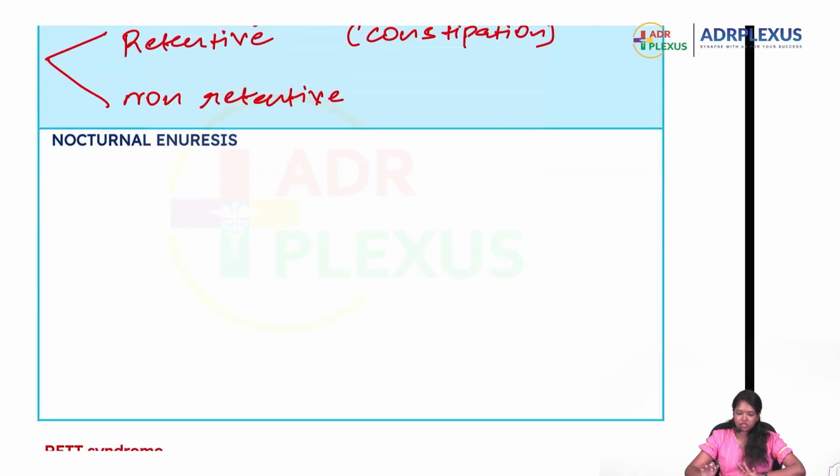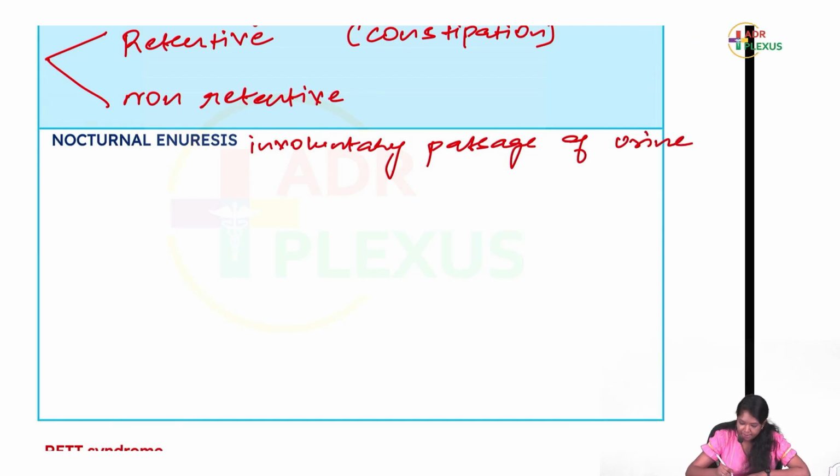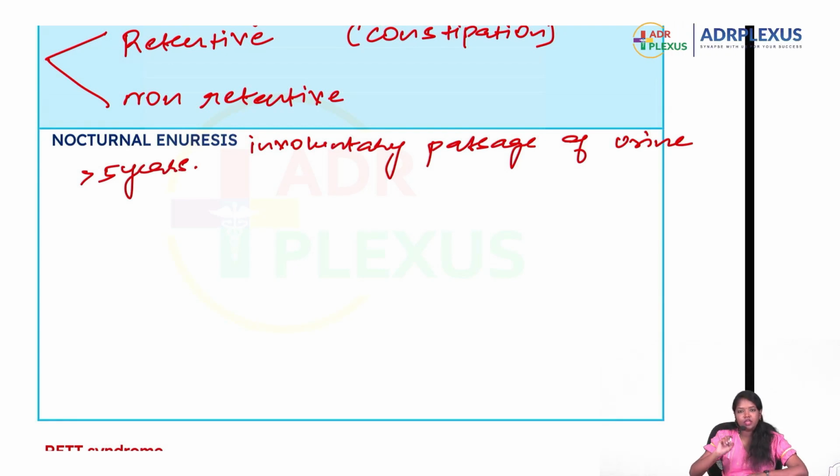Okay. Next, enuresis. Nocturnal enuresis is what? Involuntary passage of urine in a child who is more than 5 years old. By 5 years old, they should not pass urine in the night. Okay. So I told you 2 years is when they become dry by night. But some children, they will take 3 years, 4 years, 5 years. But the cutoff is 5 years. After 5 years, if they are passing urine in the bed, you call it as nocturnal enuresis.